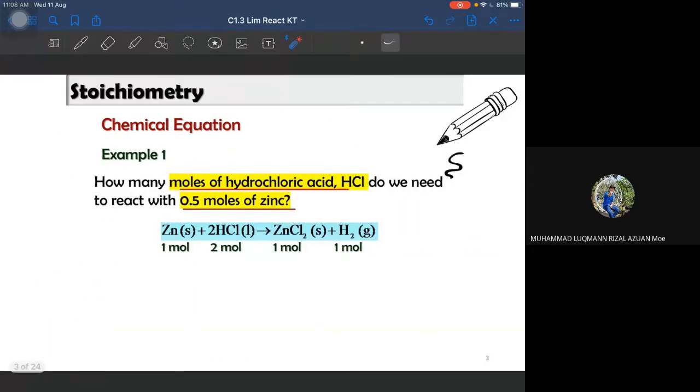Okay, so let's have a look at this example. Okay, so ni basic sahaja untuk test kamu faham ke tidak stoichiometry. So how many mole of hydrochloric acid HCl do we need to react with 0.5 mole of zinc? Okay, so identify siapa reactant. This side adalah reactant. Reactant 1, reactant 2 and product. Okay, so how many mole of HCl do we need to react with zinc? Okay, so ini kita boleh buat comparison.